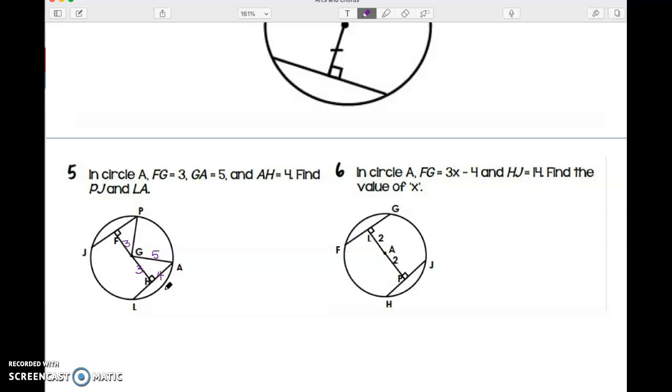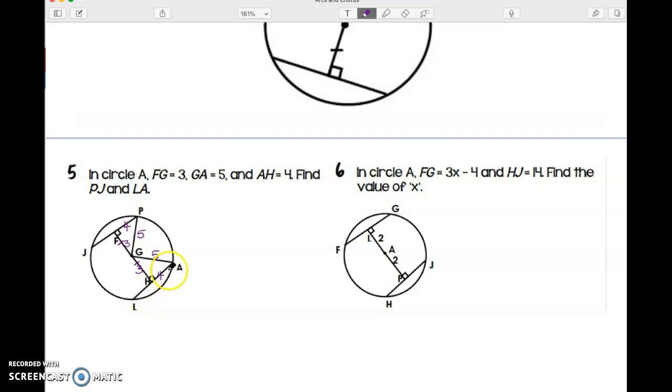So now they tell us that these two chords have to be congruent because they're the same distance away. So once I know the sides of that are the same, and again, this is a radius, so it has to be 5. So we have congruencies here. So if I can figure out the measure of one, I can figure out the measure of another.